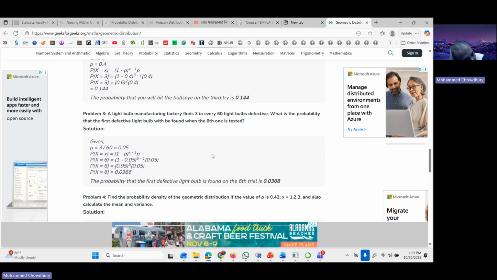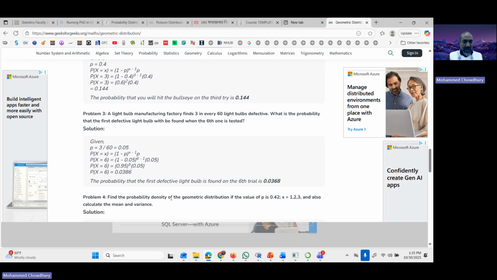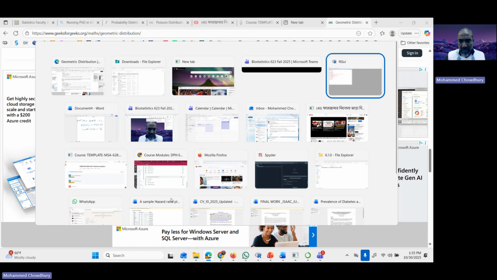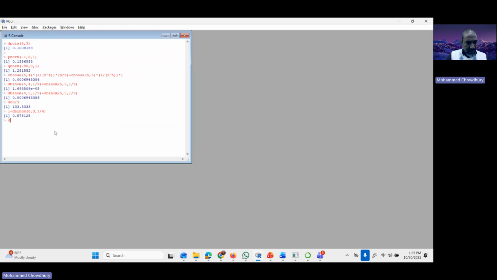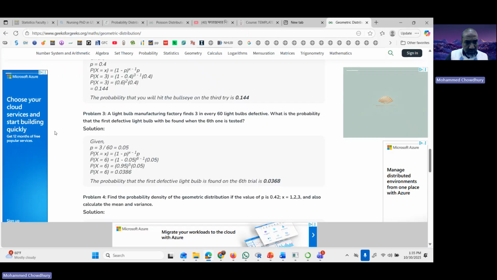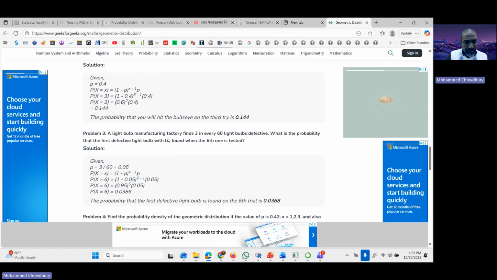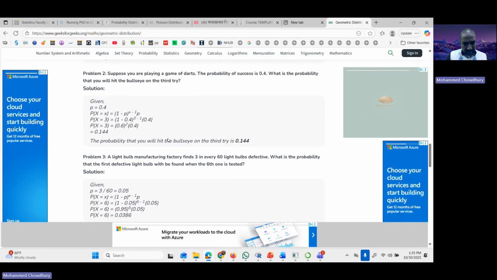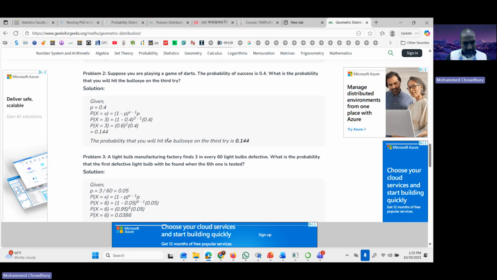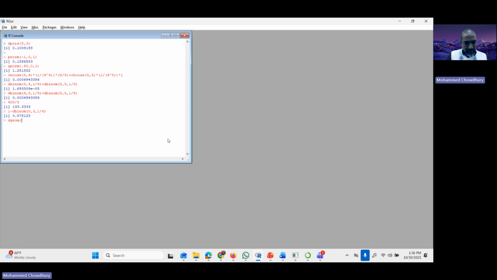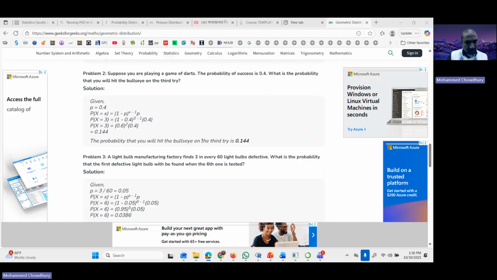So geometric distribution is so easy. If you want to find it by using R, I think you can do that. Just write here dgeom. I think you got the success at the third trial, right? So third trial you got the success. So 3 comma 0.4. Let me see whether it will give us the same result or not.